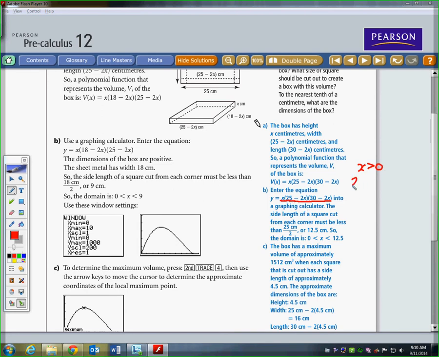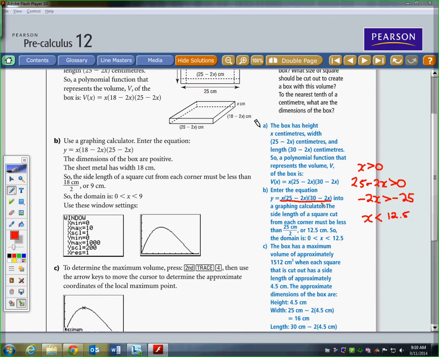From 25 minus 2x, 25 minus 2x also has to be greater than 0. So if I go minus 2x is greater than minus 25, you'll notice I don't change the sign when I'm adding or subtracting. The rule for changing the sign is when I'm multiplying or dividing by a negative value. So this is coming up now. I'm going to divide both sides by negative 2. So now I get x is less than negative 25 divided by negative 2. That gives me the positive 12.5. So that's my first restriction.